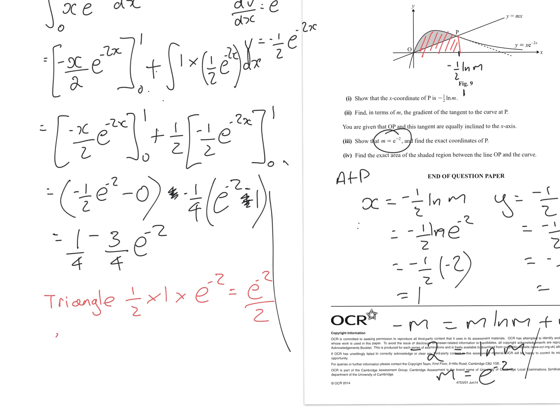So the shaded region equals 1/4 minus 3/4 e to the minus 2 minus e to the minus 2 over 2, which equals 1/4 minus 5/4 e to the minus 2. Done. Happy.